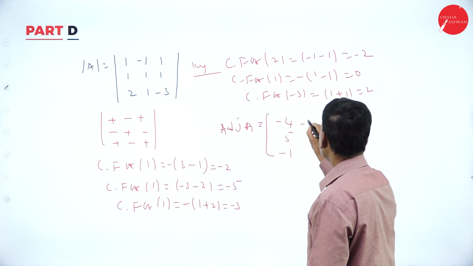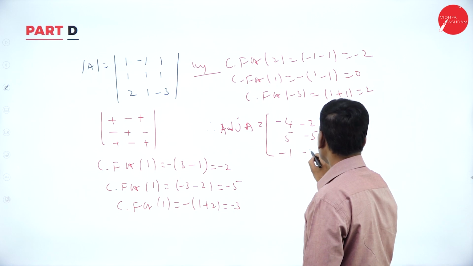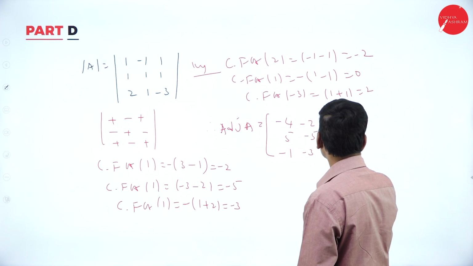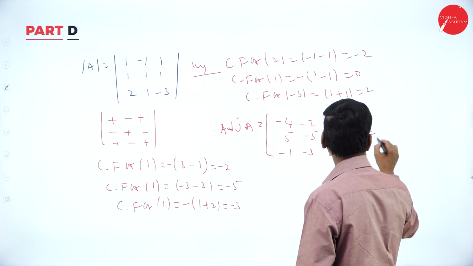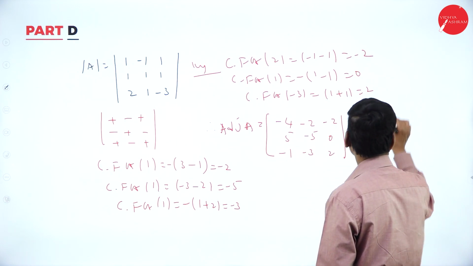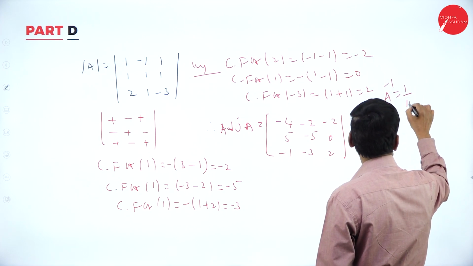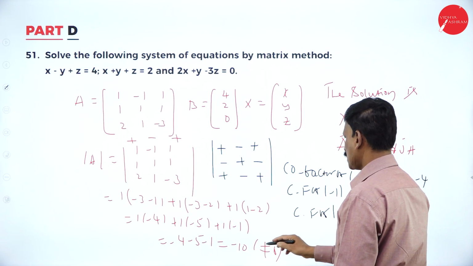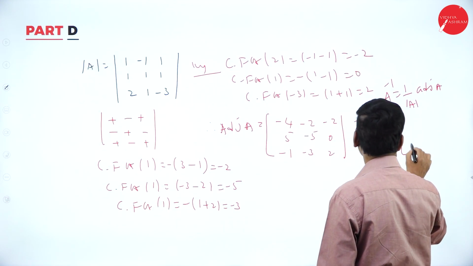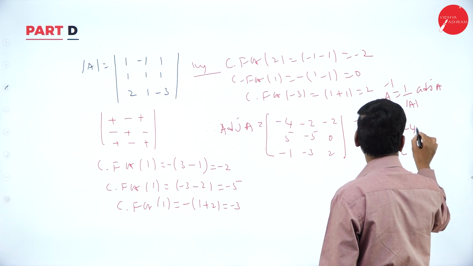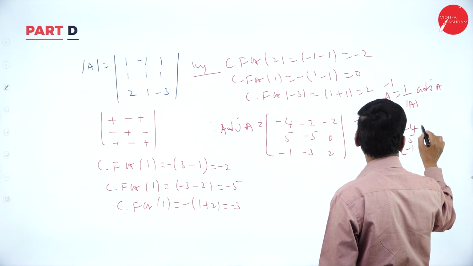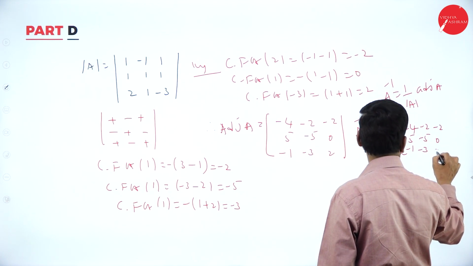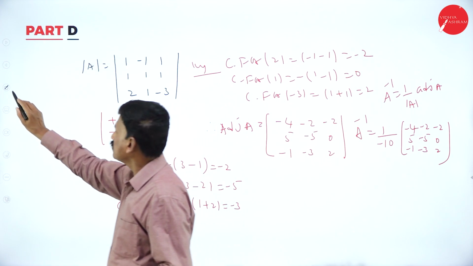Second row: minus 2, minus 5, minus 3, and last row: minus 2, 0 and 2. So therefore A inverse is equal to 1 over determinant of A into adjoint of A. What is determinant of A? Determinant of A is 10. Minus 1 over 10 into minus 4, 5, minus 1, minus 2, minus 5, minus 3, minus 2, 0, 2. Now just find out the solution.